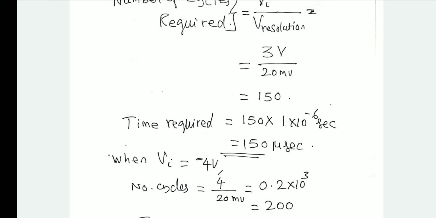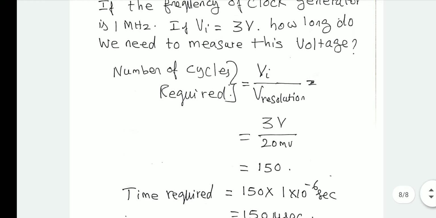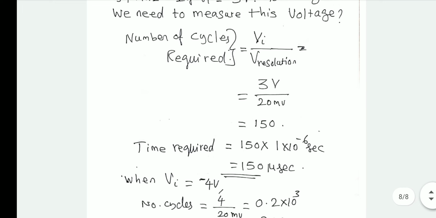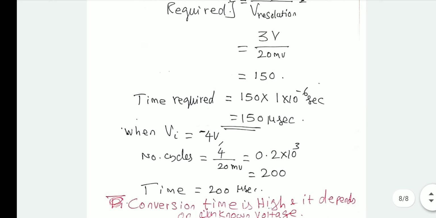Suppose in the same example the unknown voltage is 5 volt, you need 5 divided by 20 millivolt, so that will be 250 microsecond. That means the time required to measure the unknown voltage increases as the input voltage increases. When the magnitude of the unknown voltage increases, the time required to measure also increases. That is the problem. That is the disadvantage in this method. Right? So that is the only disadvantage.